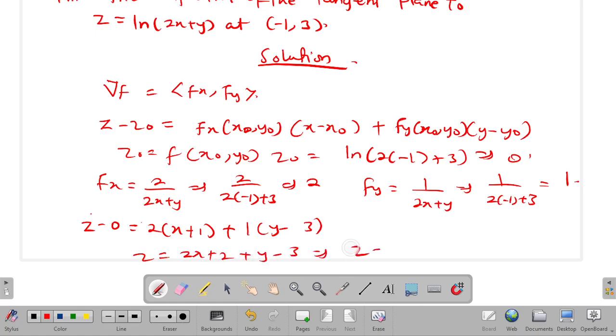And that is z equal to 2x plus y minus 1, as the equation of the plane at that point.